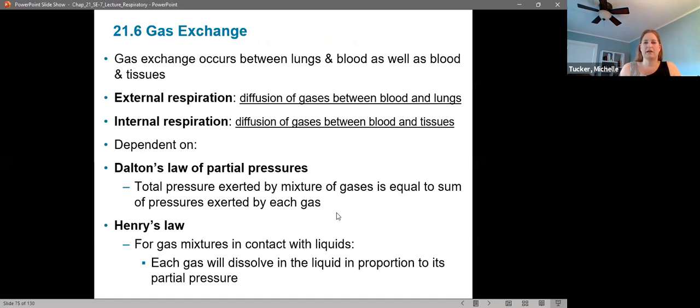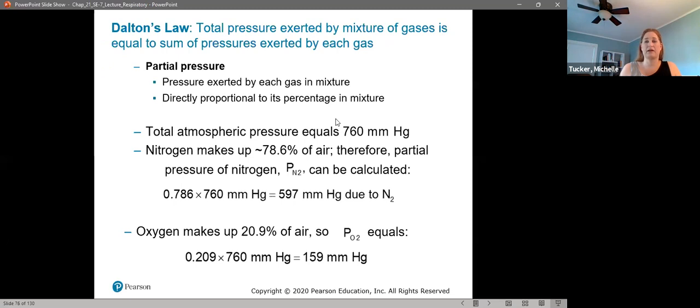So Dalton's law of partial pressure says that total pressure exerted by a mix of gases is equal to the sum of pressures exerted by each gas. We'll come back up to Henry. So at last lecture, we talked about how total atmospheric pressure equals 760 millimeters of mercury.